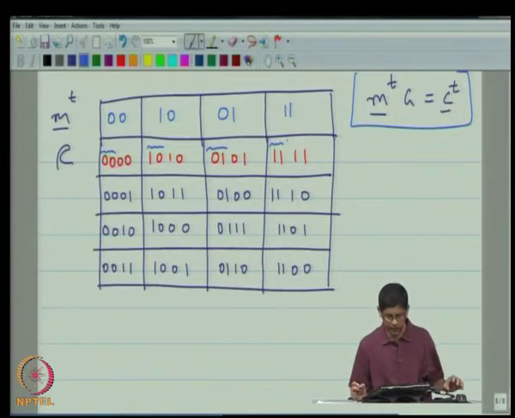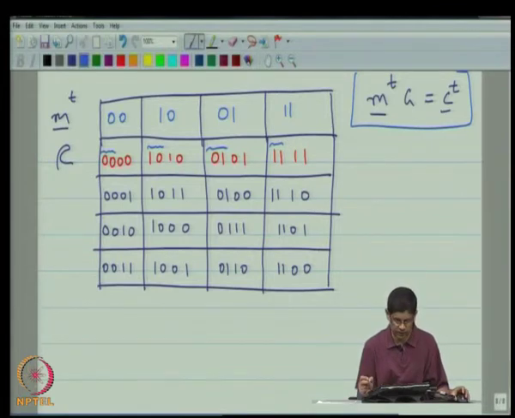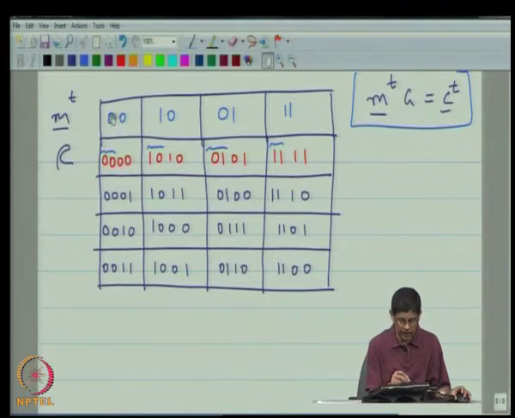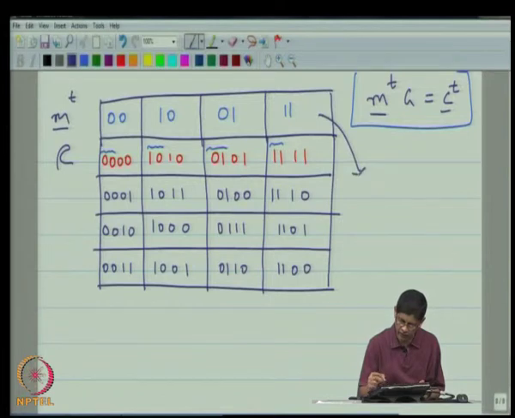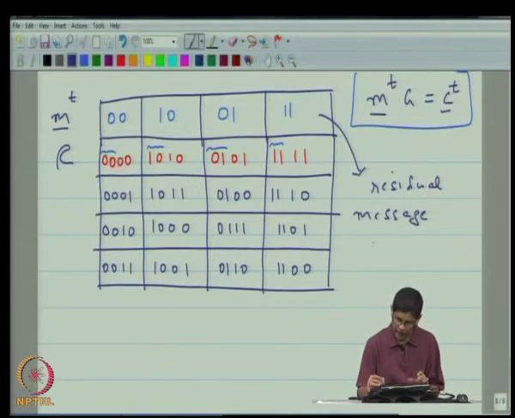Now, if the residual error vector is always the codeword at the top of the column, the residual error pattern as far as the message symbols are concerned are precisely these. So, you can also view these as residual message error patterns.